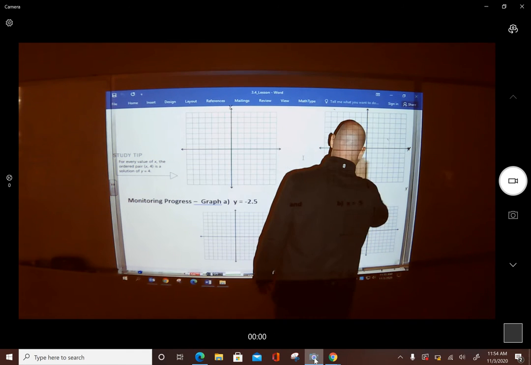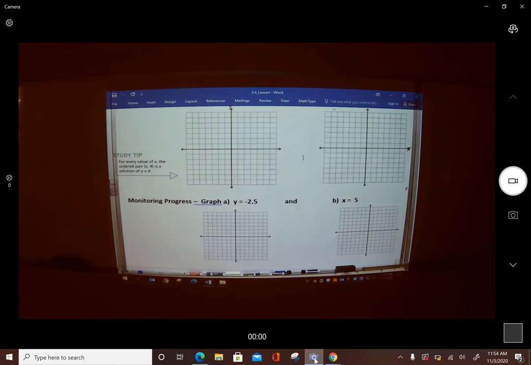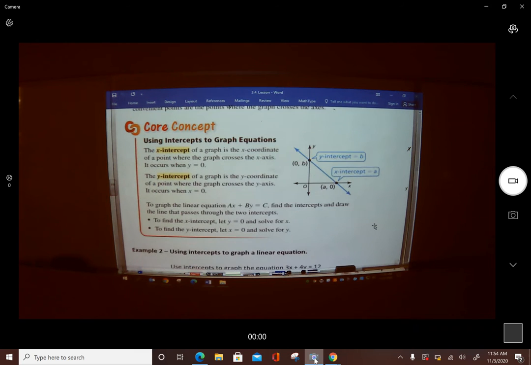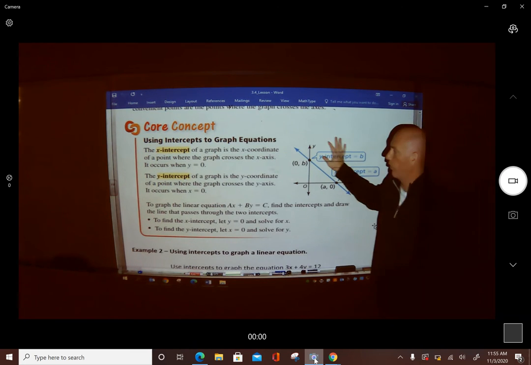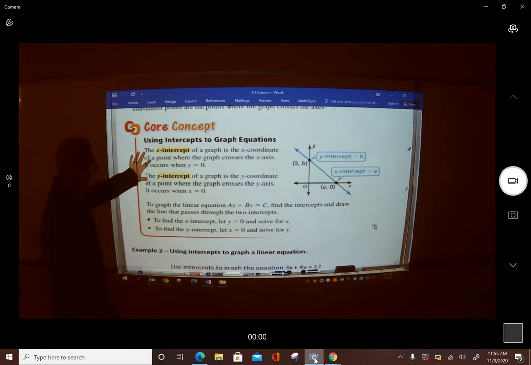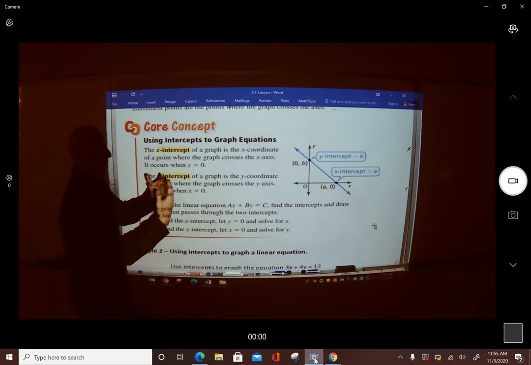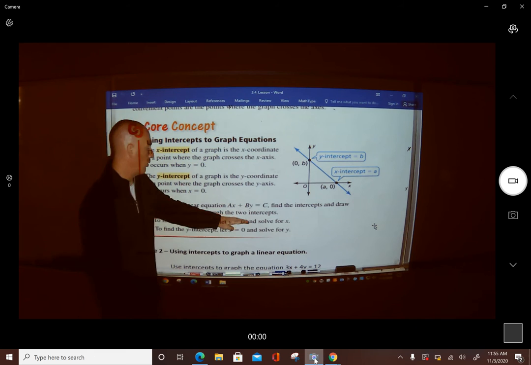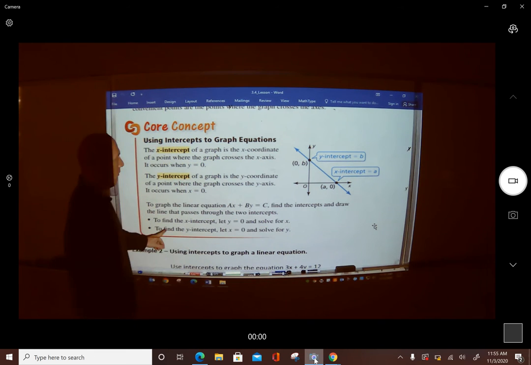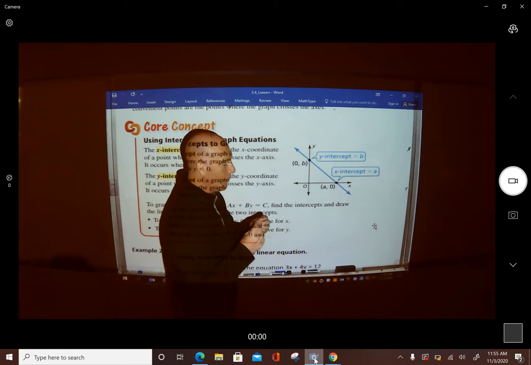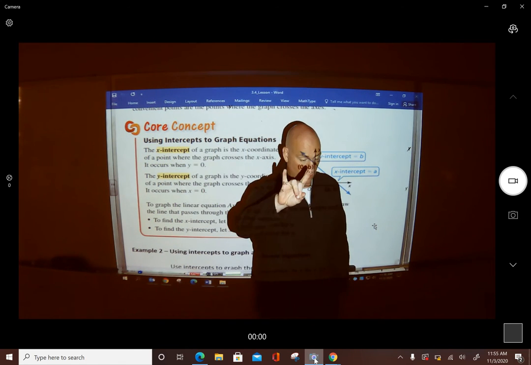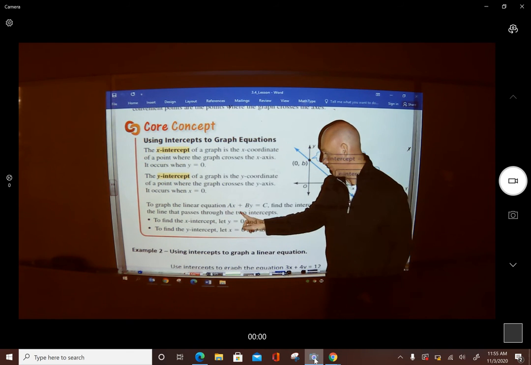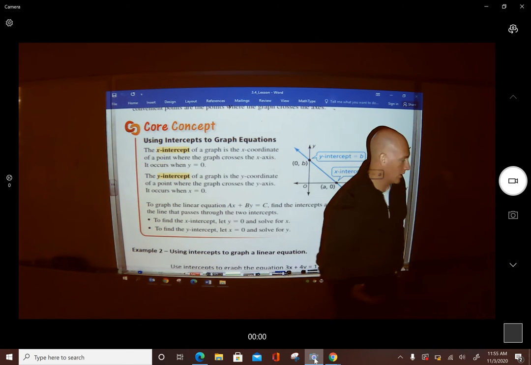So now let's get into the next example. And that's really what this whole thing is telling you. So we just went over this, and we did it intuitively. We did it just looking at graphs. So now, here's the big thing. To graph a linear equation, ax plus by equals c, find the intercepts and draw a line that passes through the two intercepts. So now we have a way to find 2 points on our line. If it's written in standard form, it's real easy to find the intercepts, and I'm going to show you right now.